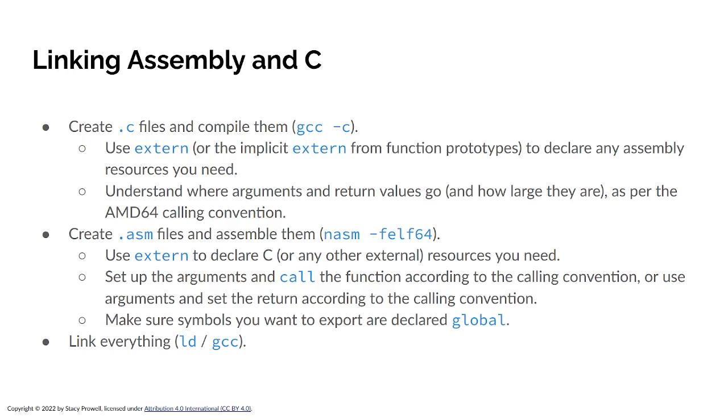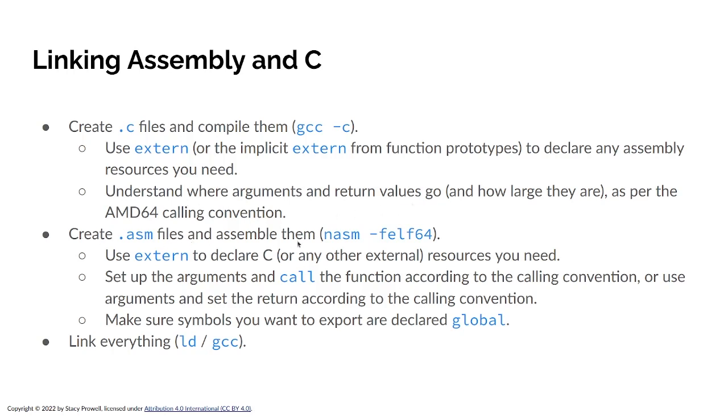I can have a data element in my assembly. I declare it global up at the top, and then I can extern it from my C program and reference its content. Really, you can do that. So I can do that to get any resources I need. And if I just give a function prototype, that is implicitly extern. The system will expect to find that somewhere else. Understand where arguments and return values go, as per the calling convention.